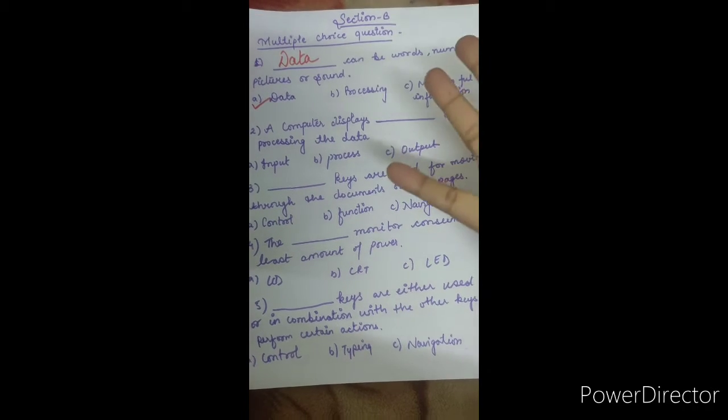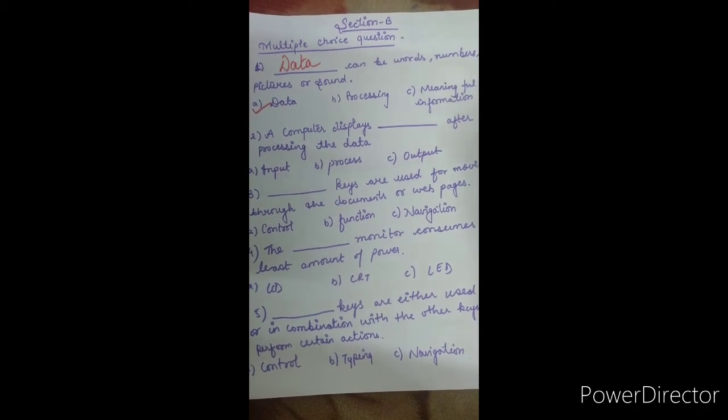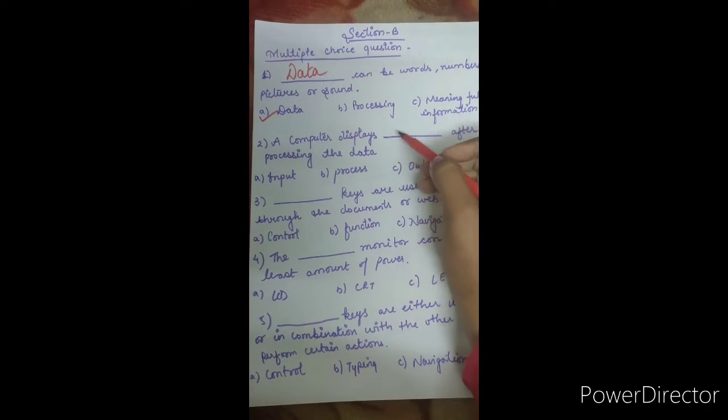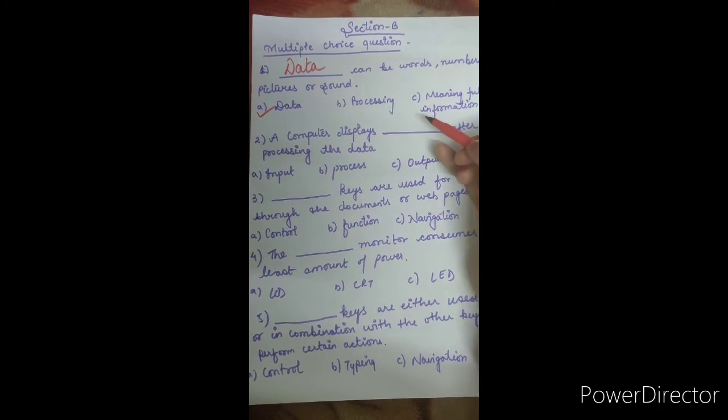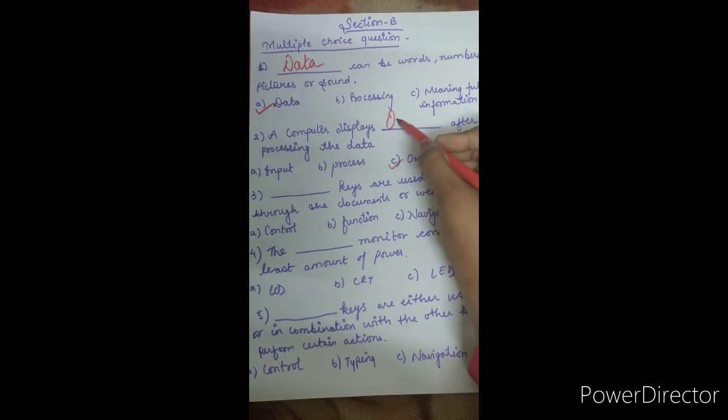Next is: a computer displays dash after processing the data. A computer displays the output after processing the data, right? Output gives you the data. So a computer displays output after processing the data. So option C is true. Output.